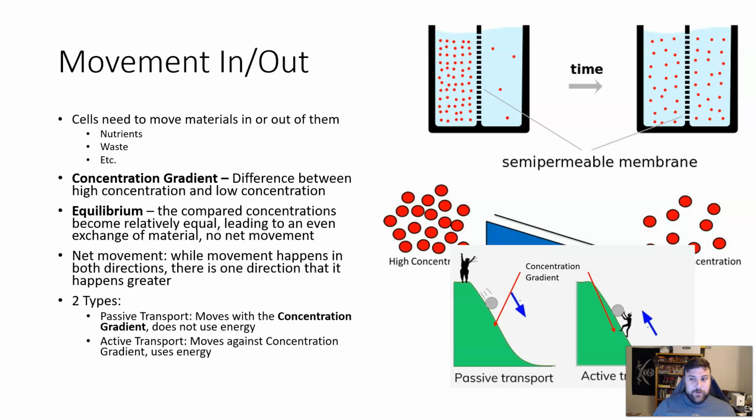And there are two types of transport. Passive transport, which is moving with the concentration gradient, going down that hill, and active transport, which moves against it and goes up the hill. The difference is that passive transport does not use energy, whereas active transport does.